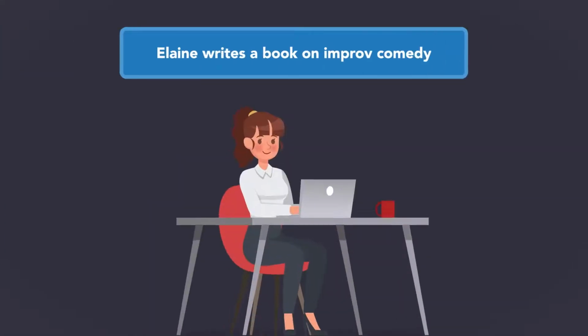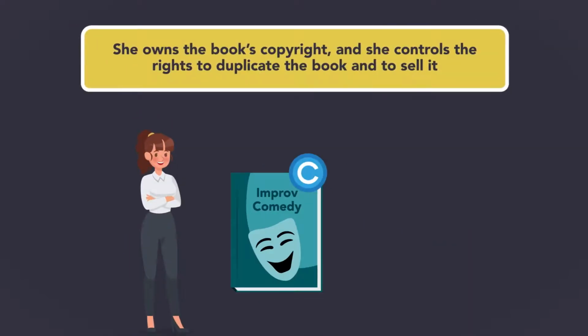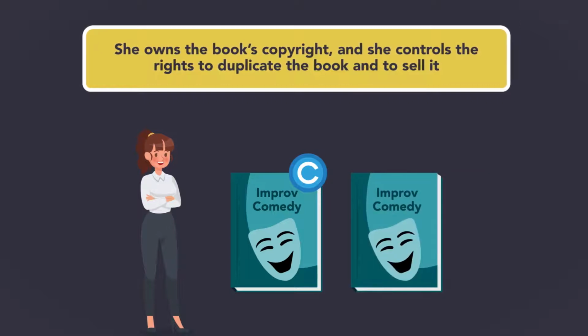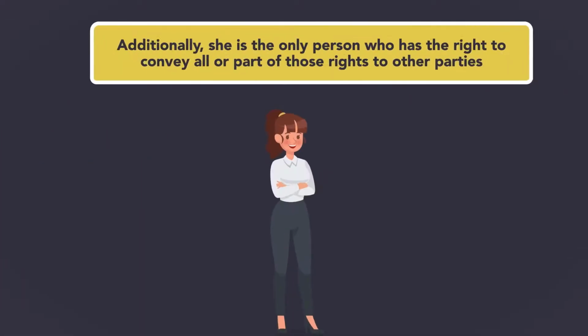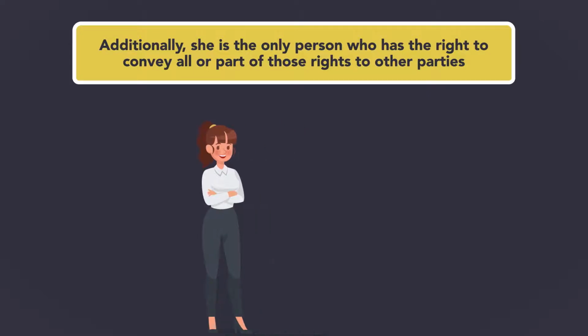For example, Elaine writes a book on improv comedy. She owns the book's copyright, and she controls the rights to duplicate the book and to sell it. Additionally, she is the only person who has the right to convey all or part of those rights to other parties.